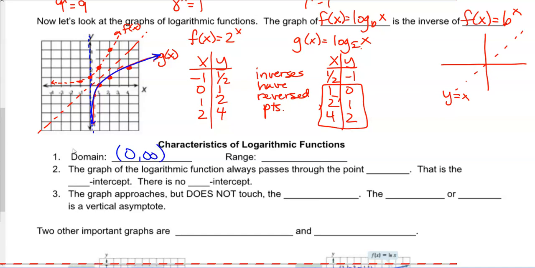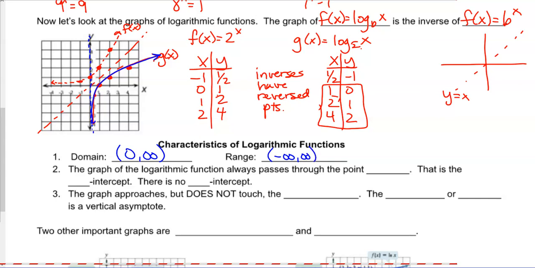For my range, I start from down here and I look up in the y values. Well, I go to -infinity here and I keep going, going, going. I'm still going to have values keep going and going and going. So actually the range of this function is going to be all real numbers.